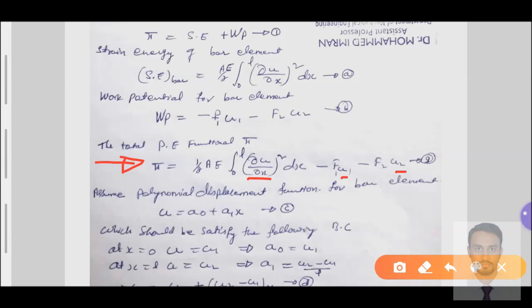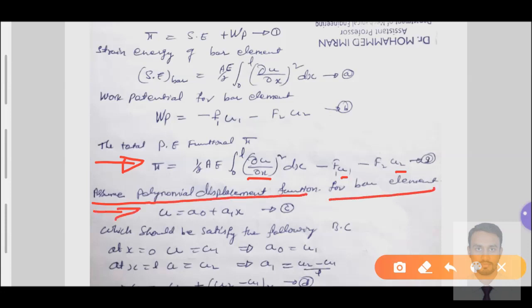So this is a generalized equation for the bar element. First we need to find out these unknowns, then these unknowns become terms of one of the equations by using the principle of minimum potential energy method. When we convert those equations in terms of a matrix, we will get the answer. To find these displacement functions, we will assume a polynomial displacement function for a bar element.